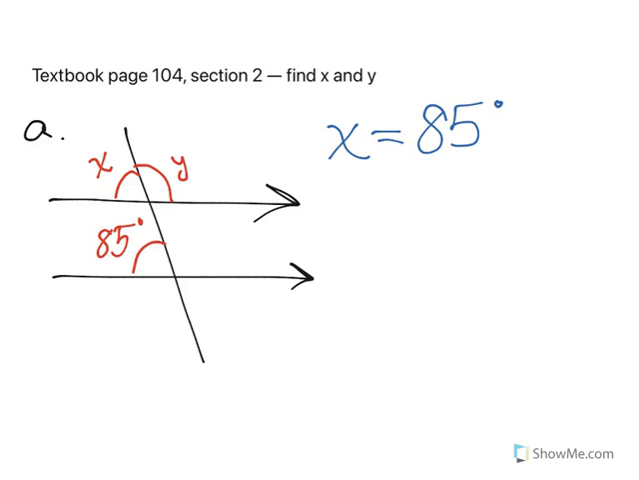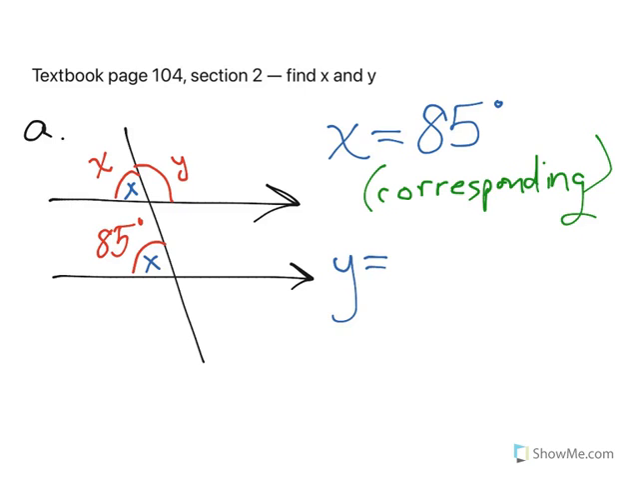Well, x and the angle we're given are corresponding angles, okay? Let me write that down here. Corresponding angles, okay? They fall along the parallel lines at the same position in regards to the transversal, okay? So, we know x is 85 degrees. So, how are we going to find y then?